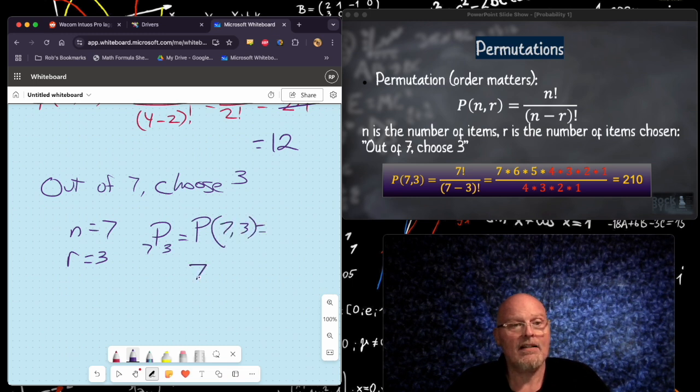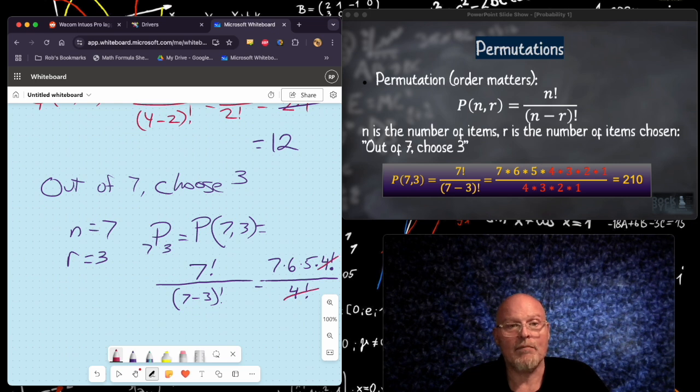That's going to be 7 factorial over 7 minus 3 factorial, or 7 times 6 times 5, and here's where I'm going to do that, times 4 factorial, because I know what's coming on the bottom, divided by 4 factorial. And what this does, it just makes my algebra a lot simpler, because I can just cancel those rather than dealing with 4 and 3 and 2 and 1. And so I'm going to end up with 7 times 6 times 5, which is going to be 210.